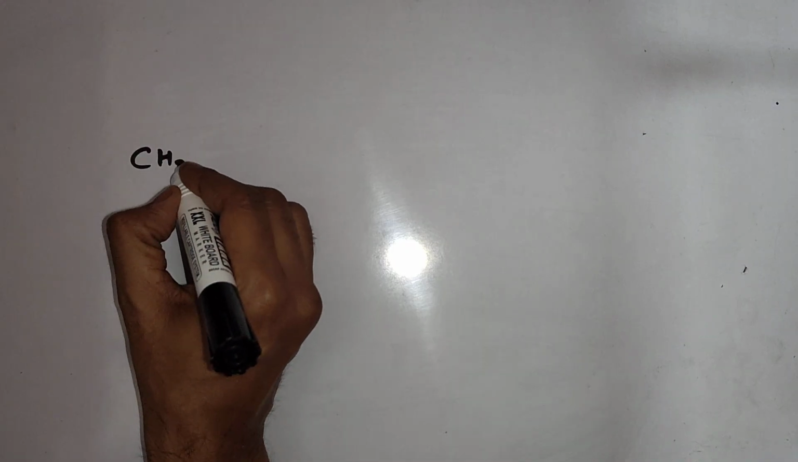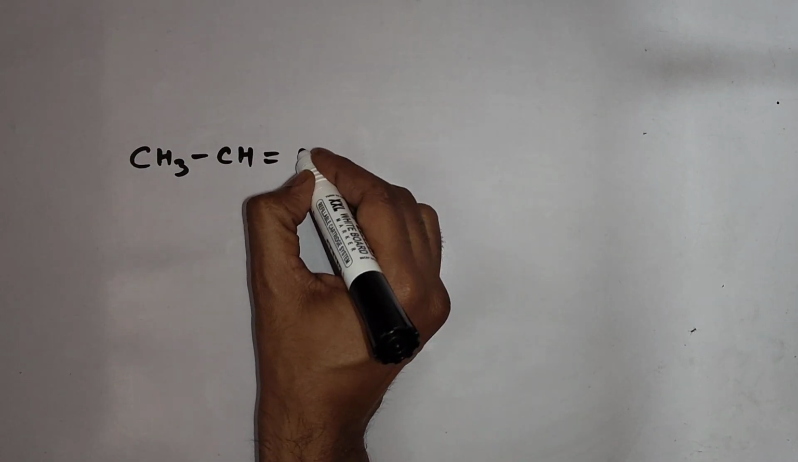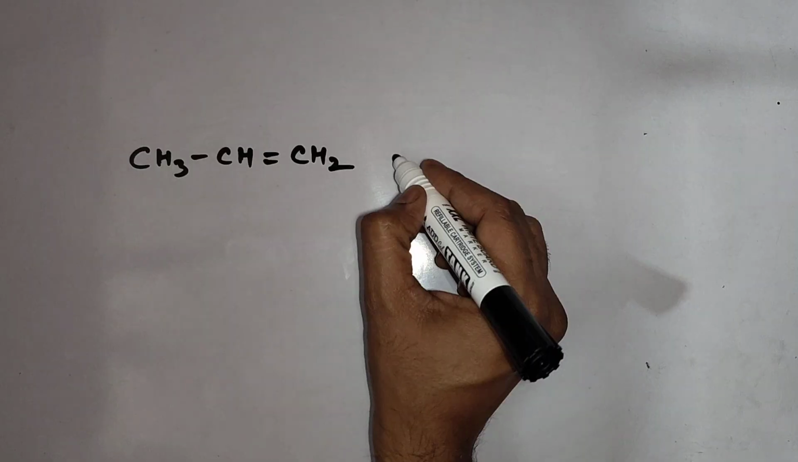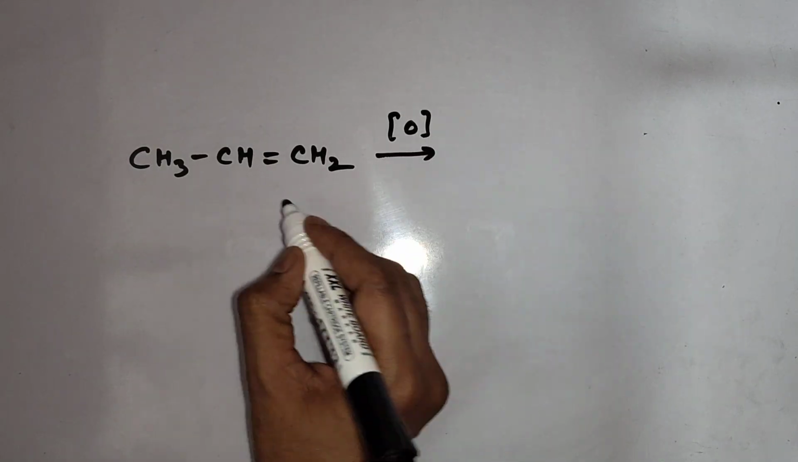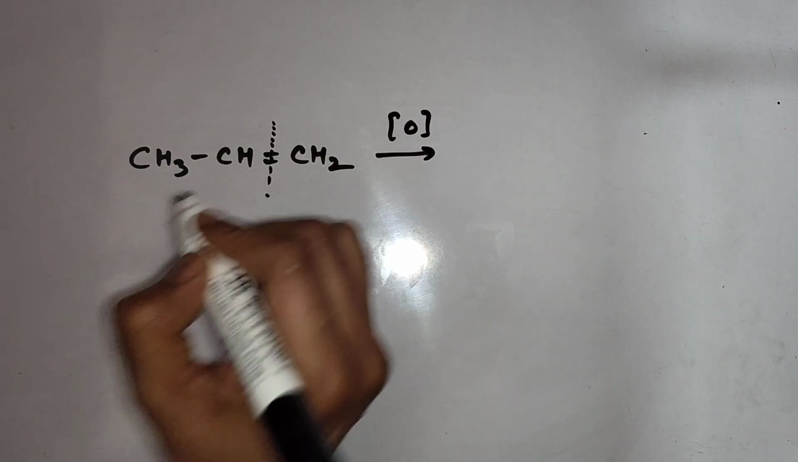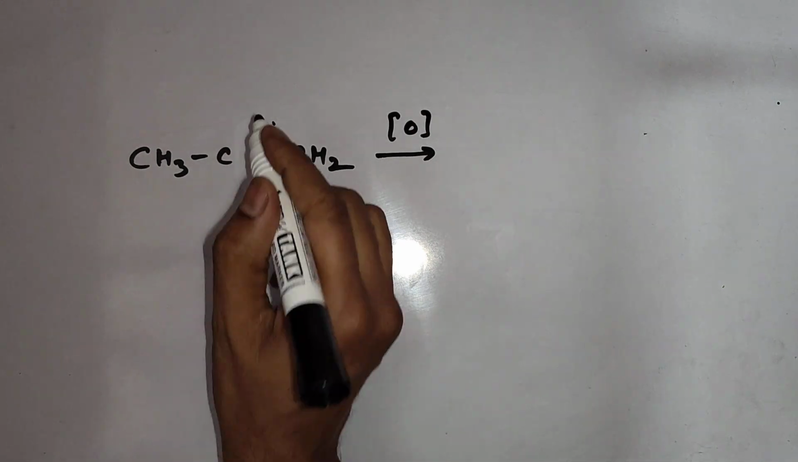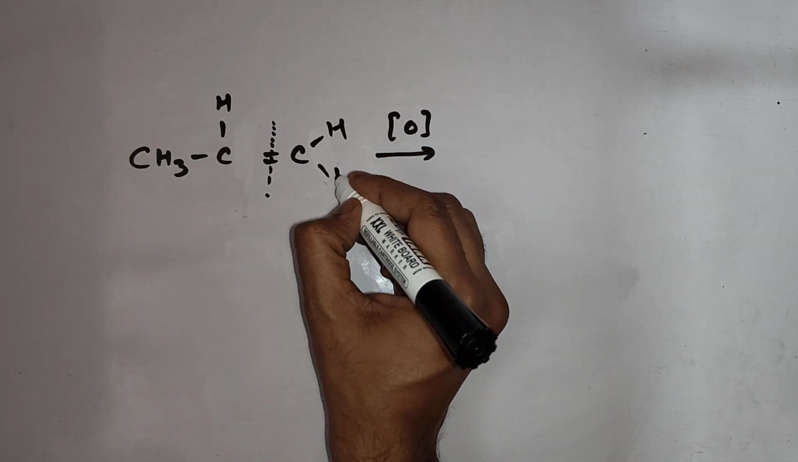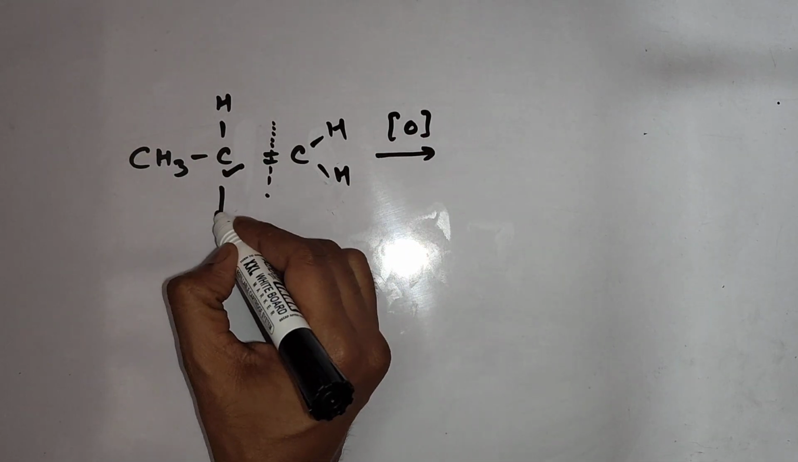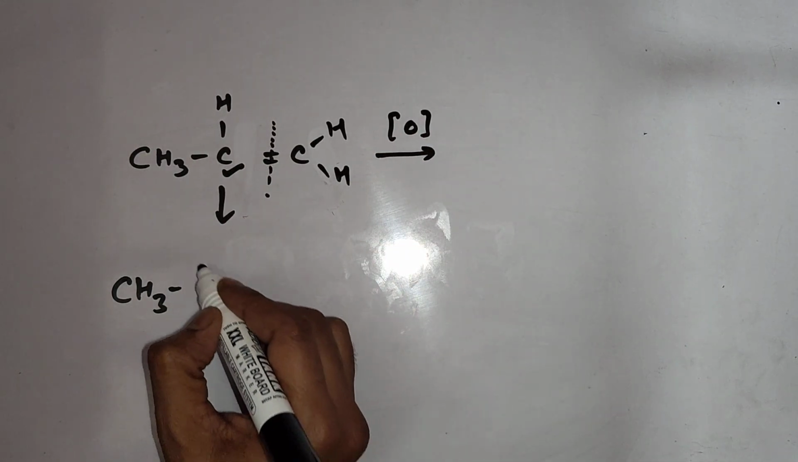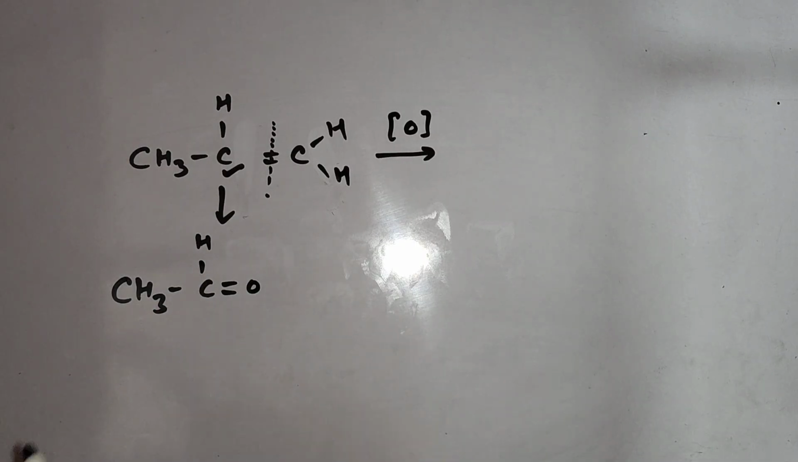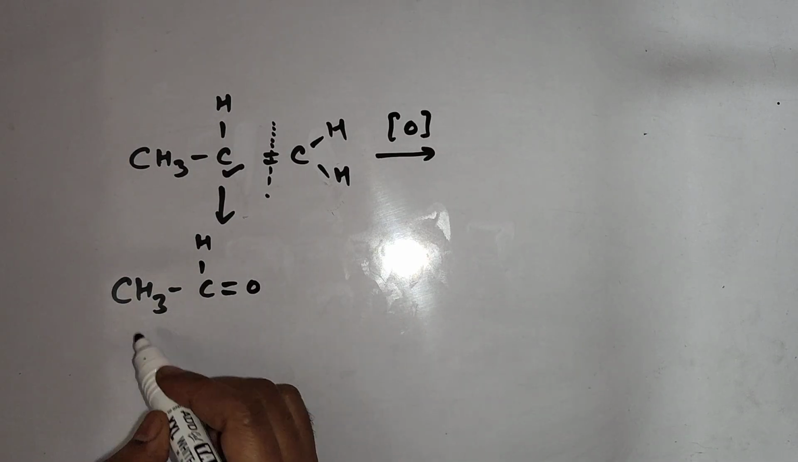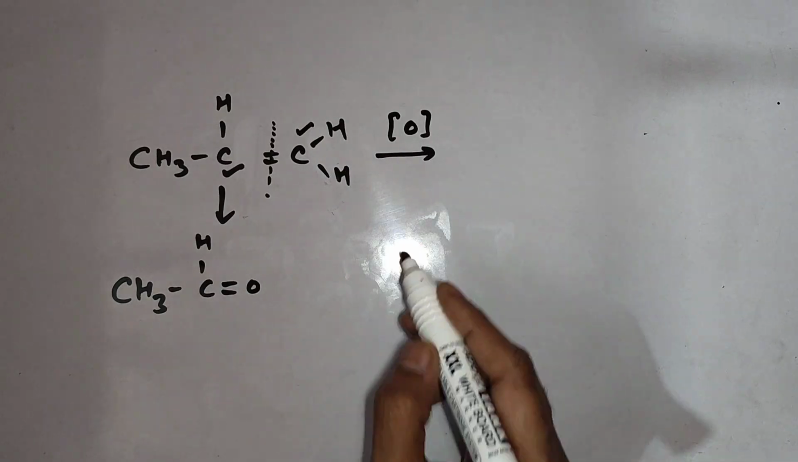For example, after dehydration, I got this alkene CH3, CH double bond, CH2. Its oxidation I need to perform. So just break it from the double bond, and to understand it properly, let's draw these hydrogens here. Do its oxidation. This carbon when oxidized will create this aldehyde, ethanal. And let's do oxidation of this carbon.